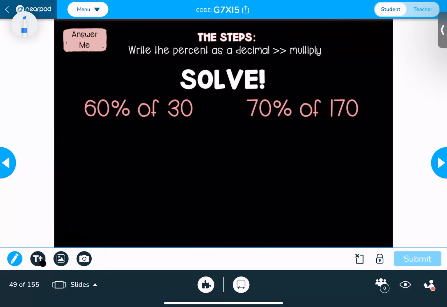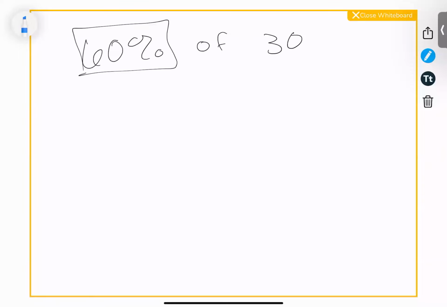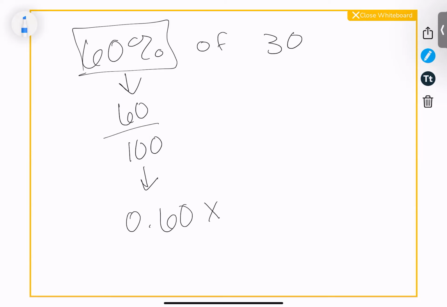So to find our percentage, first one, we have 60% of 30. First step is to get this percentage as a decimal. So 60% is 60 out of 100, or 60 hundredths. Of tells us to multiply. We're going to multiply this by 30. Again, 60%, 60 out of 100, or 60 hundredths. Multiplying these together, 60 hundredths and 30.